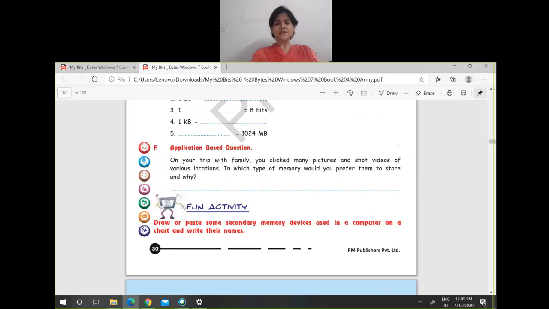Draw and paste some secondary memory devices used in a computer on a chart and write their names. So this one activity, we have already done it in the notebook. We have already drawn 2 secondary memory devices. So this finishes your chapter 4 revision.